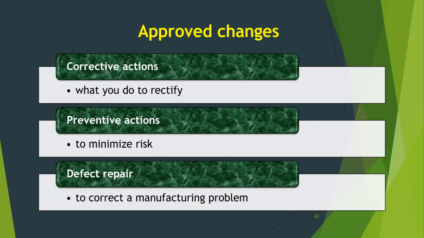The approved changes: corrective action, what do you do to rectify? Preventive action is to minimize the risk, and defect repair to correct a manufacturing problem.